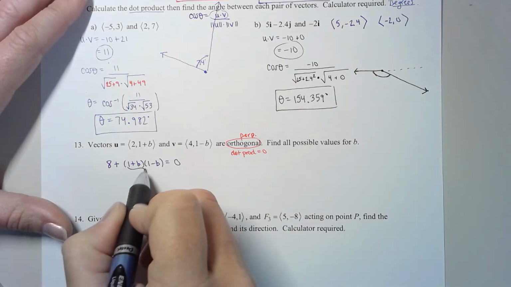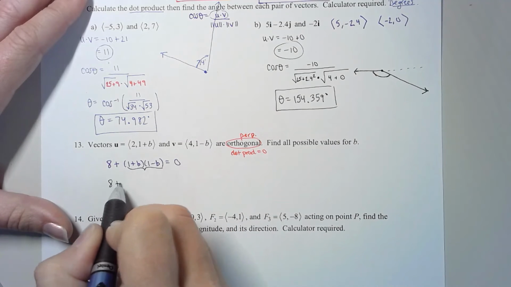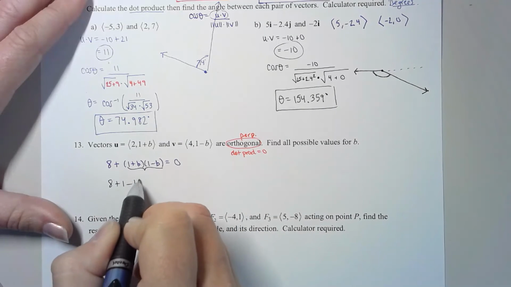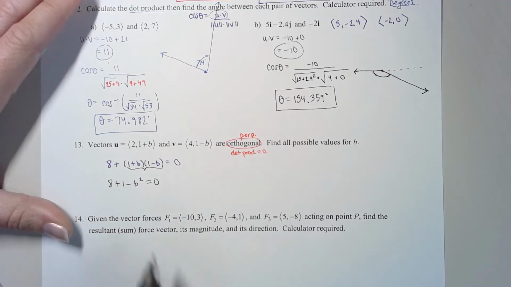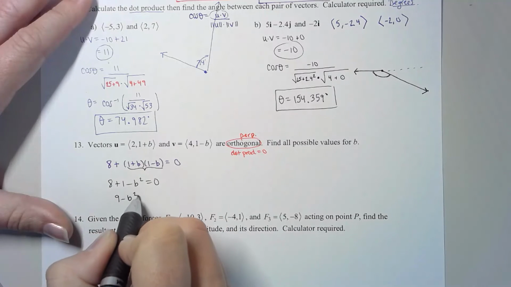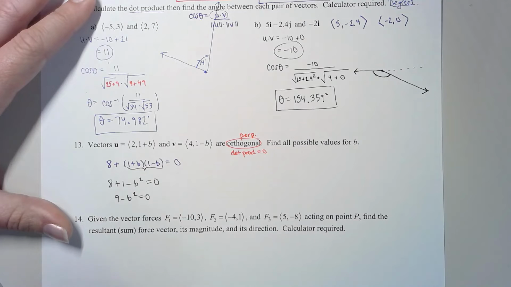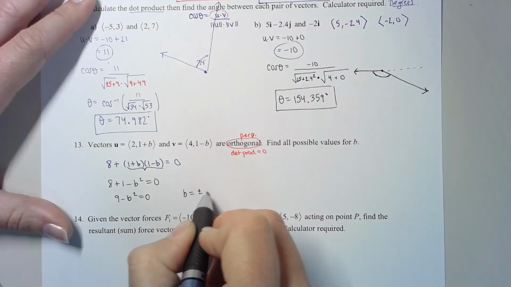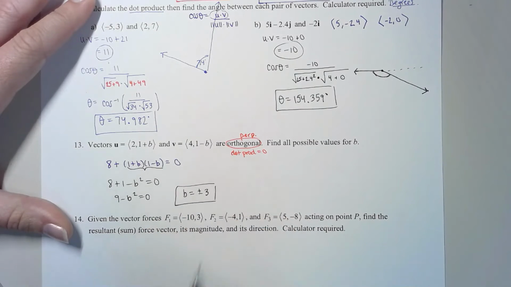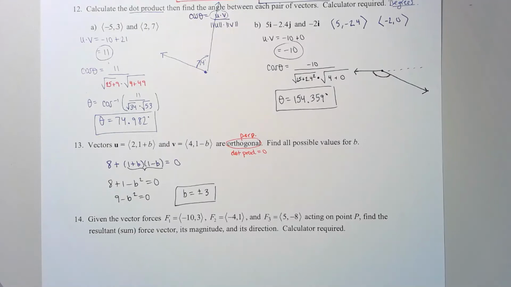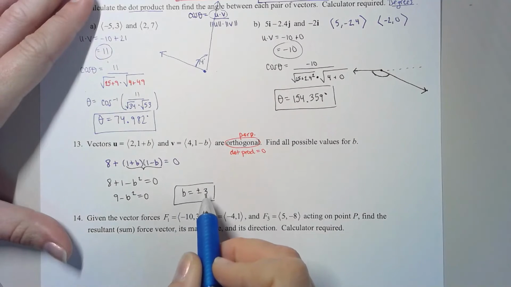All right, well, let's multiply this out. That's a difference of squares, so I have a 1 minus b squared. So I have 9 minus b squared equals 0, or b equals plus or minus 3. Right, b squared equals 9. All right. And again, we could do a quick little check. What happens if b is 3?